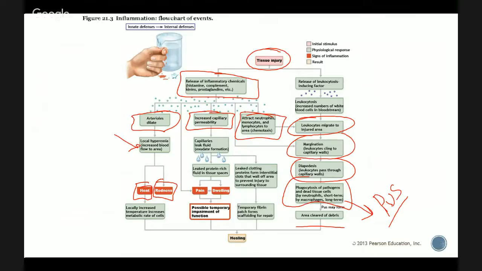But that's beneficial. The heat is beneficial because it increases the metabolic rate of the cells, so it helps the tissues repair themselves faster.